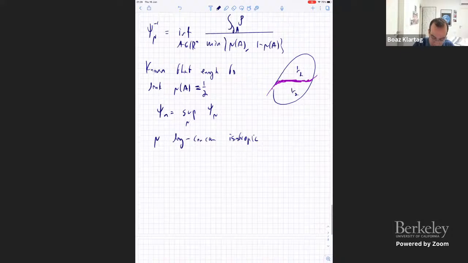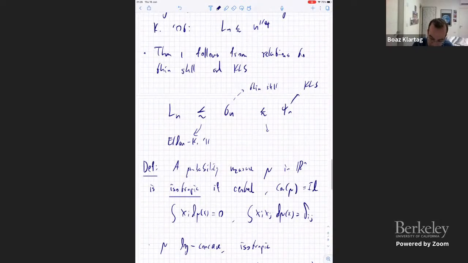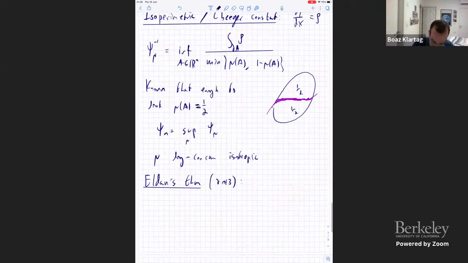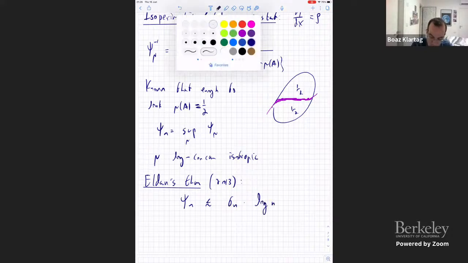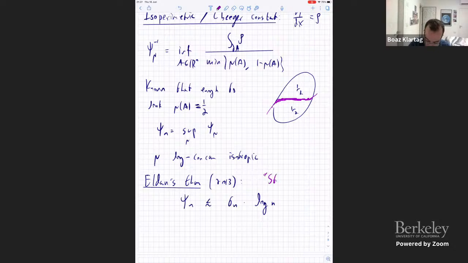Eldan in 2013, in his PhD, proved the following important inequality, that you can kind of reverse this thing up to log. This was known already almost 9 years ago. That psi of n is at most, up to a constant factor, sigma n times log n. And for that, he invented a method called stochastic localization that we might discuss later.